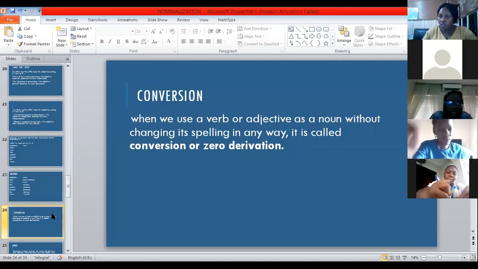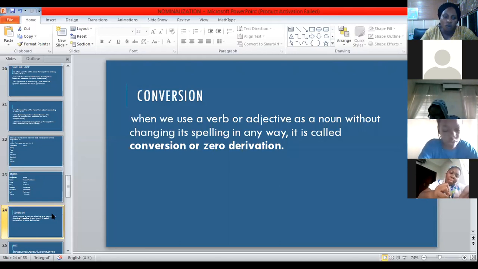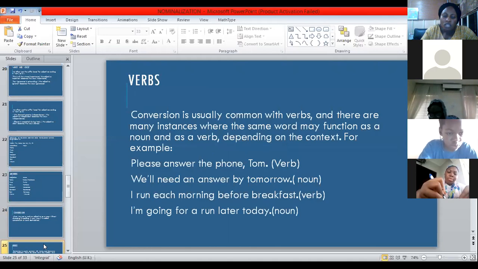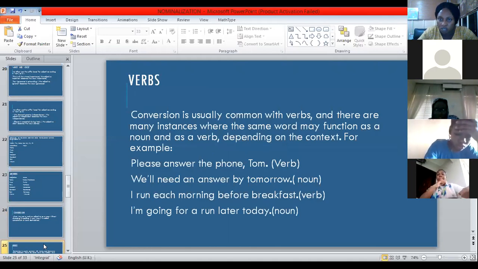When we use a word, a verb, or an adjective as a noun without changing the way it is spelled, nothing is changed, nothing is added or even removed. What is that called? Conversion or zero derivation. Let's look at examples. Conversion is usually common with verbs, and there are many instances where the same word may function as a noun and as a verb, depending on the context.